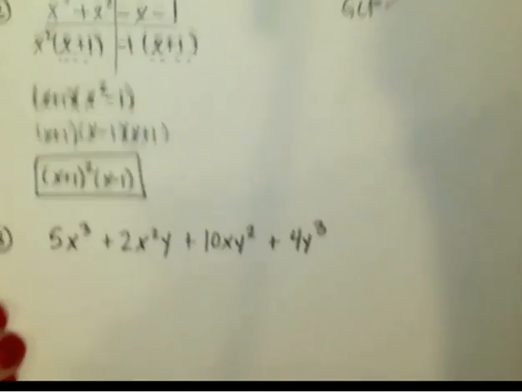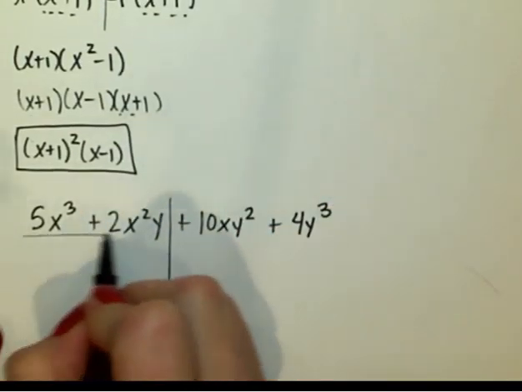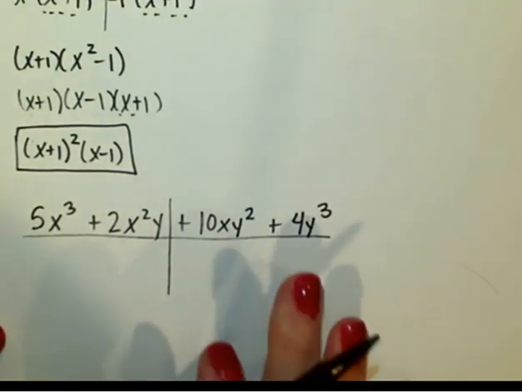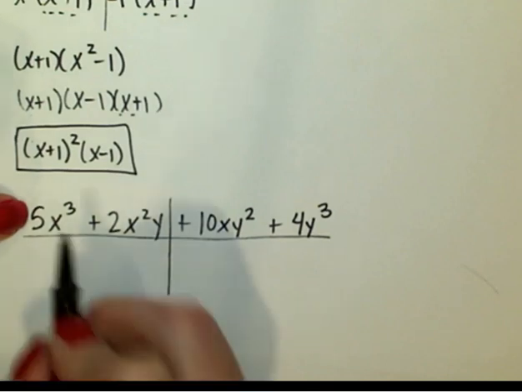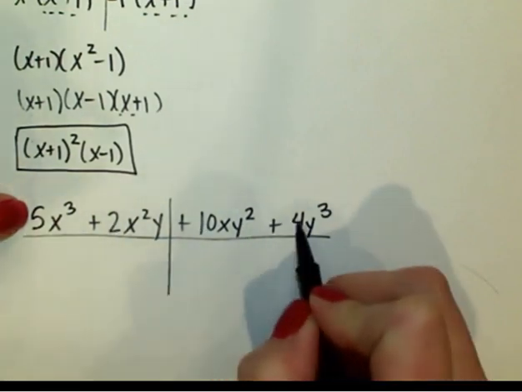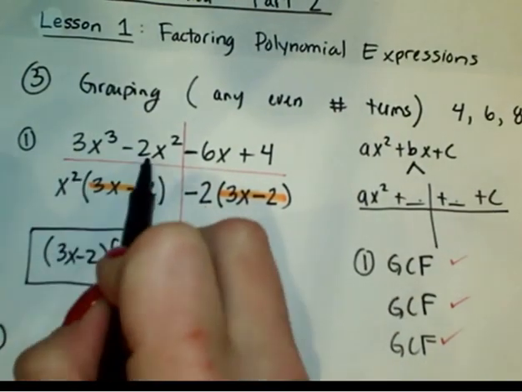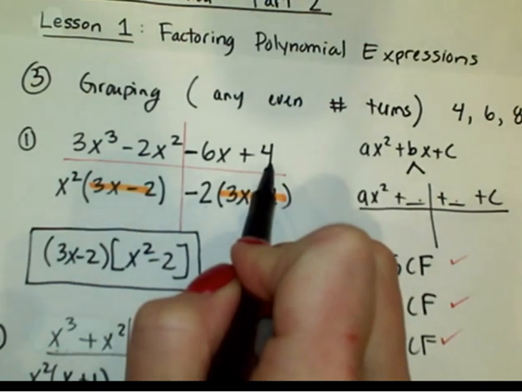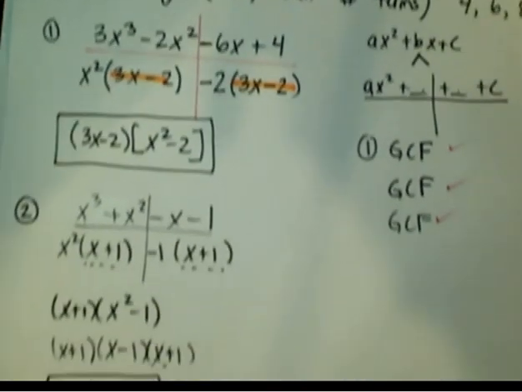Okay, so let's go ahead. There are 4 terms, so split it down the middle and look to see if there's anything in common. One thing you can do with the numbers is look for the same ratio, 5 to 2, 10 to 4. That also applies for the examples that we did earlier: 3 to 2, 6 to 4; 1 to 1, negative 1 to negative 1. That common ratio will help you determine if there's going to be a grouping available.